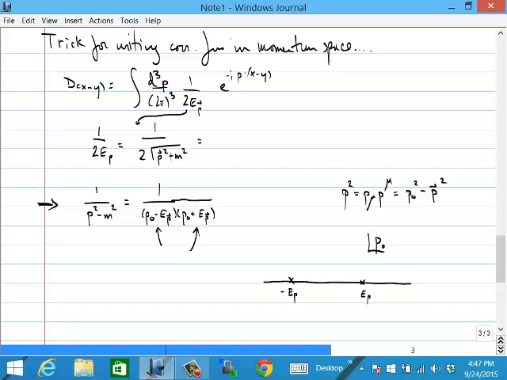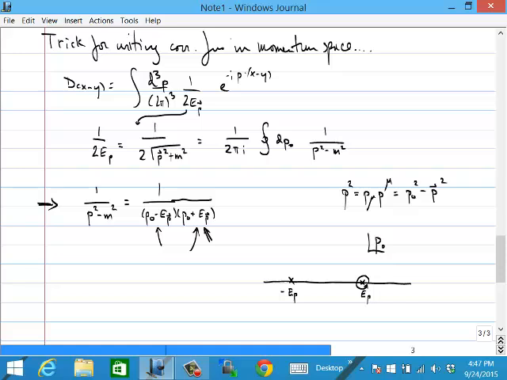And so what is 1 over 2 Ep? Well, that's the residue of the pole at Ep. In particular, if you did the contour integral in the p0 plane, where you just integrated around this pole here, you would just pick up the residue. So we're integrating 1 over p squared minus m squared, and you pick up the residue at p0 equals Ep. And the residue at p0 equals Ep is just this quantity here evaluated at p0 equals Ep, which is 1 over 2 Ep.